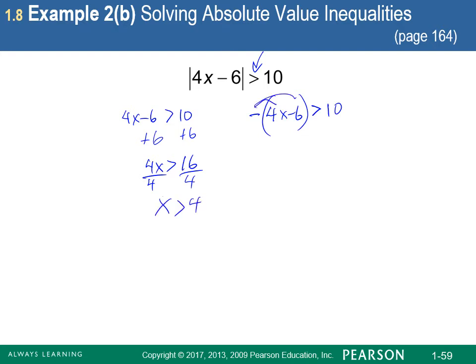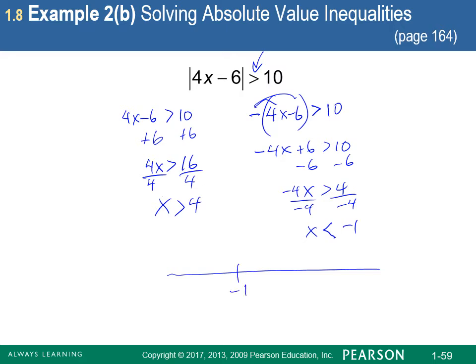Distribute the minus sign. Subtract 6. And divide by -4, which again changes the direction. Here are the -1 and the 4.